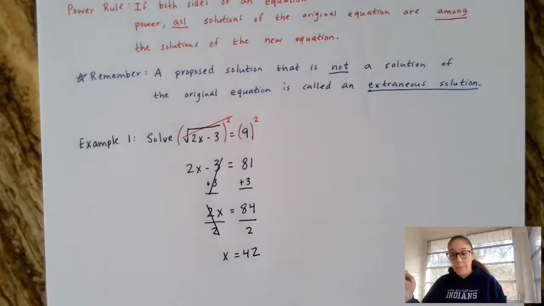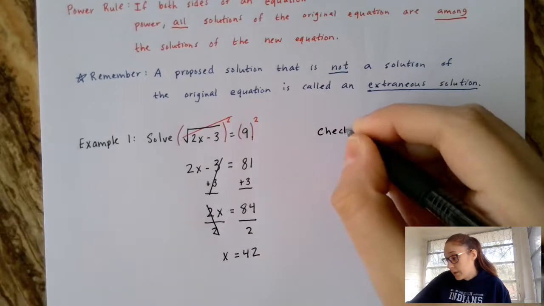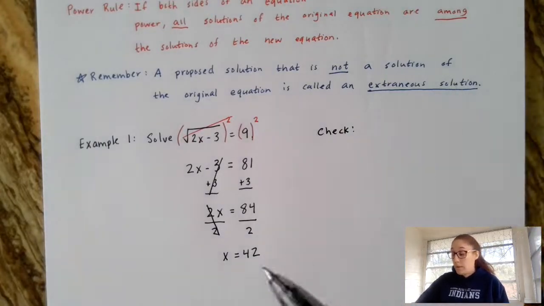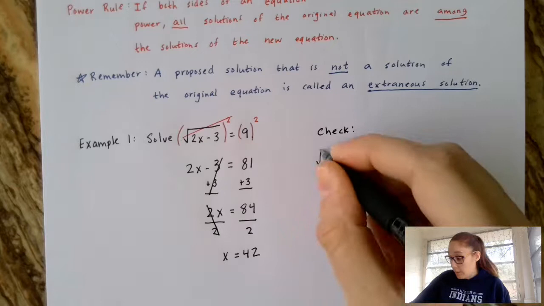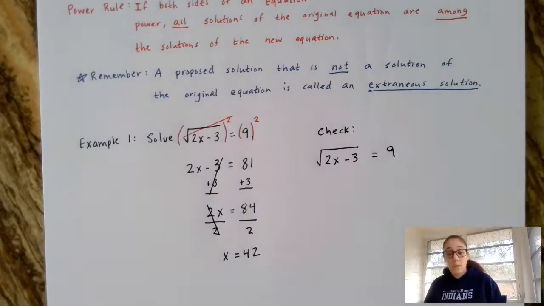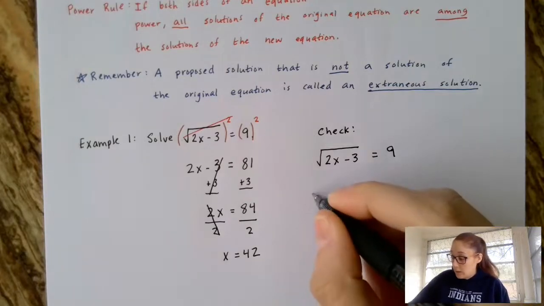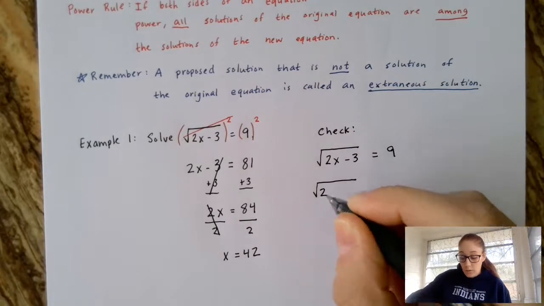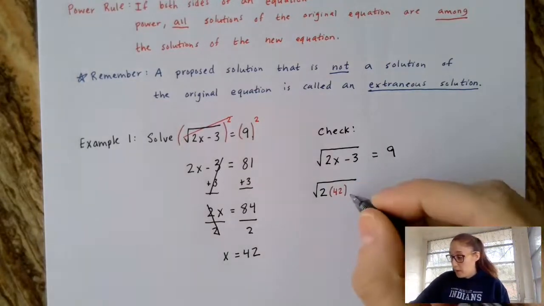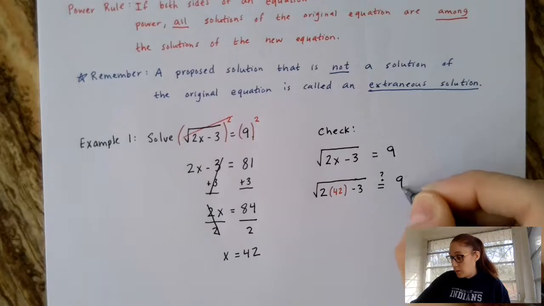Okay, now before I box that in or circle that as my final answer, I have to check, because it could be possible that this one answer that I got is extraneous. So let's go ahead and check it. I'm going to rewrite my original equation, which was the square root of 2x minus 3 equals 9. So what I want to do is plug in 42 for x, and see, does it actually equal 9? So let's go ahead and do that. So 2 times, and in place of that x, I'm going to put 42 minus 3, make sure it's all under the radical, and here we're asking, is it equal to 9?